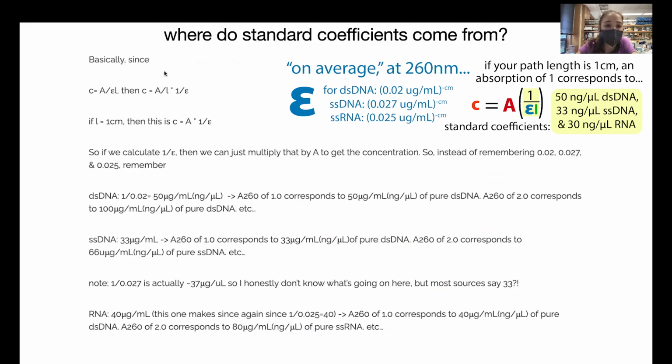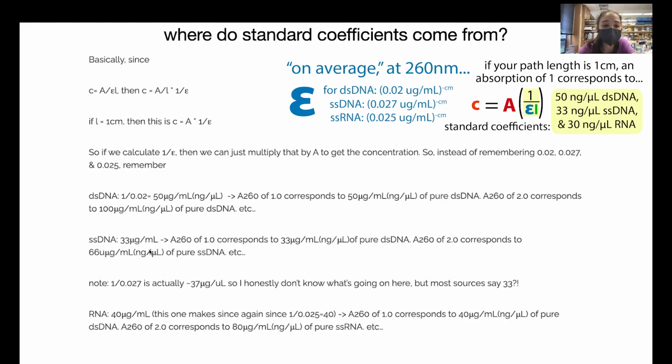So if we do that, we divide 1 by 0.02, we get 50 micrograms per mil, which is the same as nanograms per microliter. So this is telling you that if you have an absorbance of 260 of 1, that's going to correspond to 50 micrograms per mil, or nanograms per microliter of pure double-stranded DNA. And if you had 2, that would be 100.